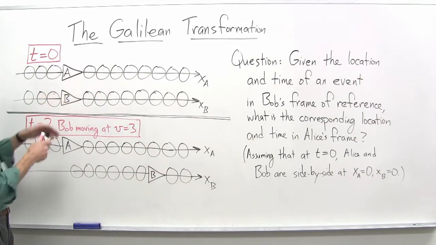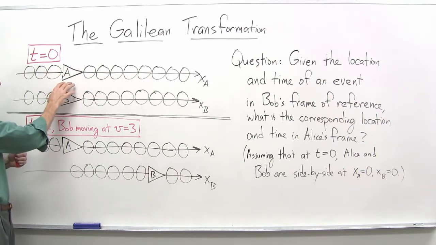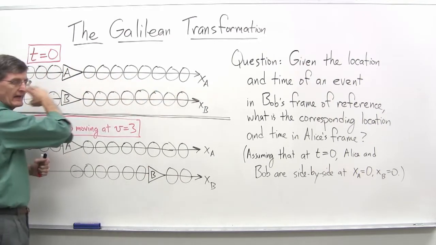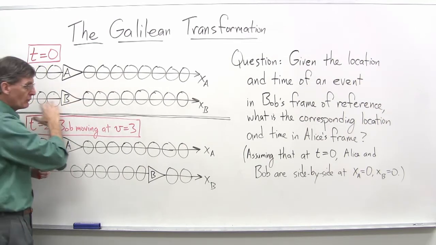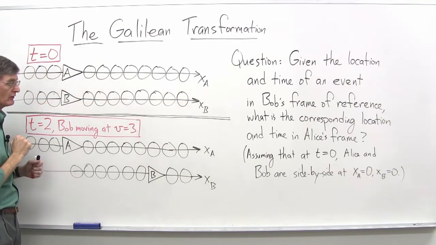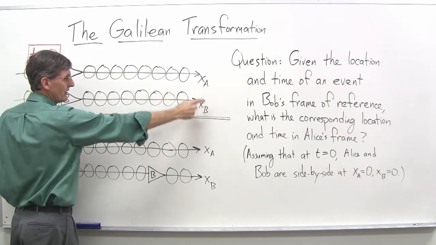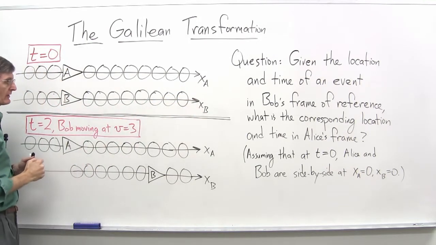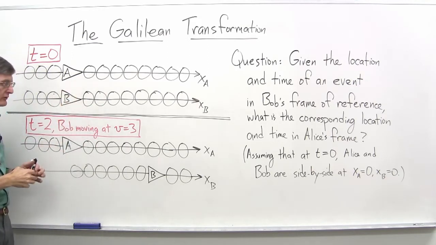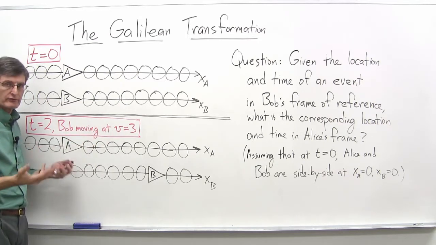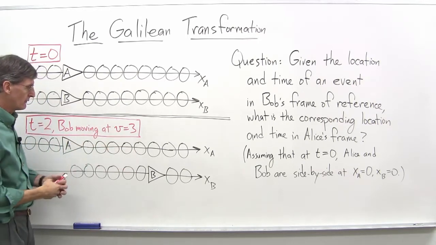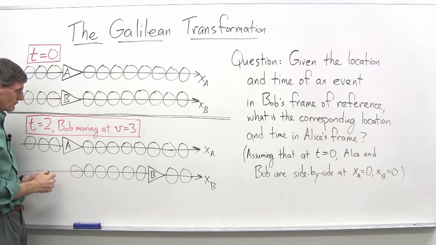So here's the situation at t equals 0. Here's Alice and her lattice of clocks, all synchronized. Here's Bob in his spaceship with his lattice of clocks, all synchronized. So the xa axis, the xb axis. Again, they measure position any place along there. Then let's assume that 2 seconds later, Bob is moving at velocity v equals 3, whether it's meters per second or whatever, it doesn't really matter here. We'll just call it velocity v equals 3.